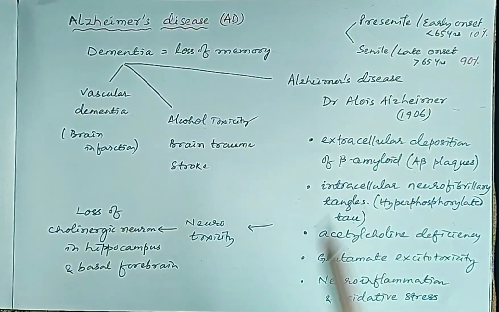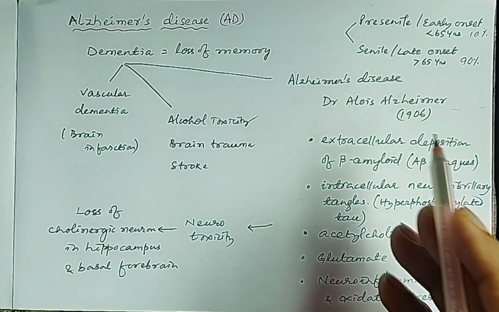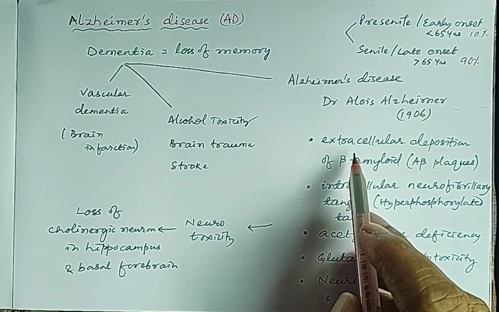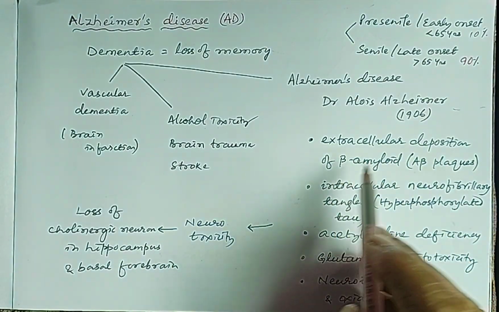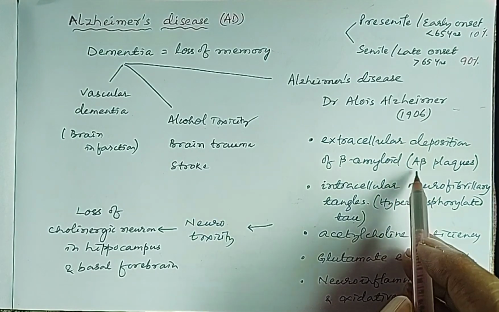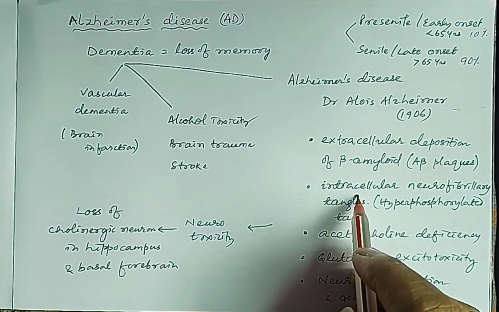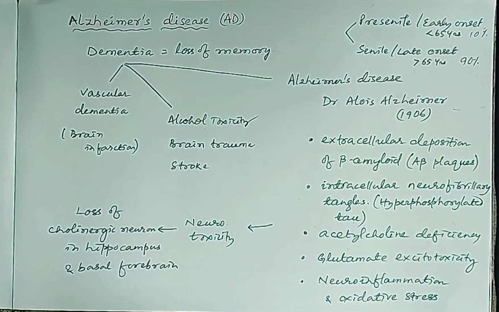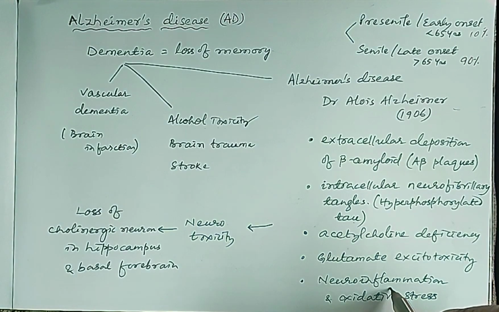identified by Dr. Alois Alzheimer in a female patient in 1906, and those features are extracellular deposition of beta amyloid, amyloid beta plaques, intracellular neurofibrillary tangles, hyperphosphorylated tau, and in addition there are other features.